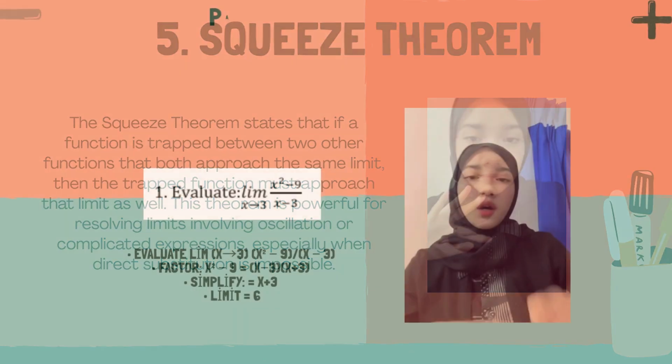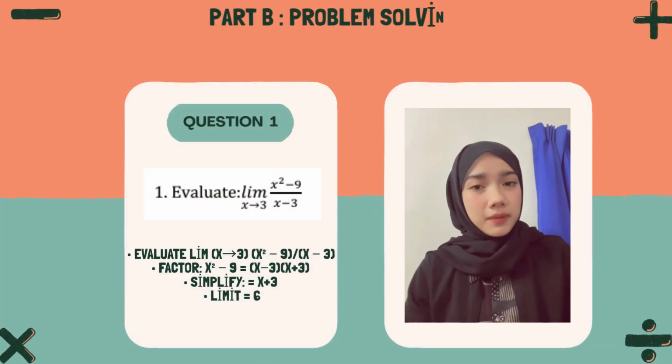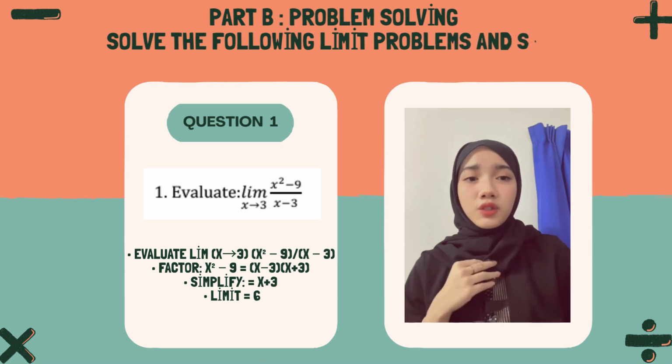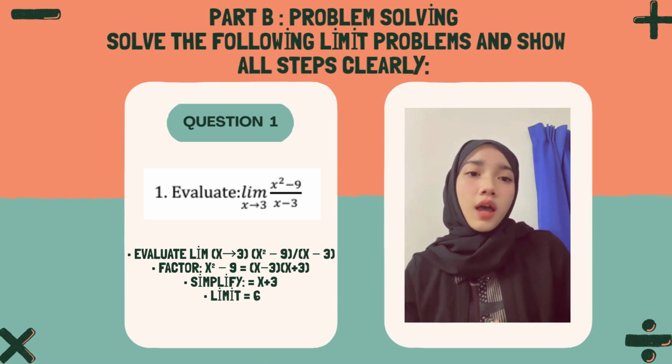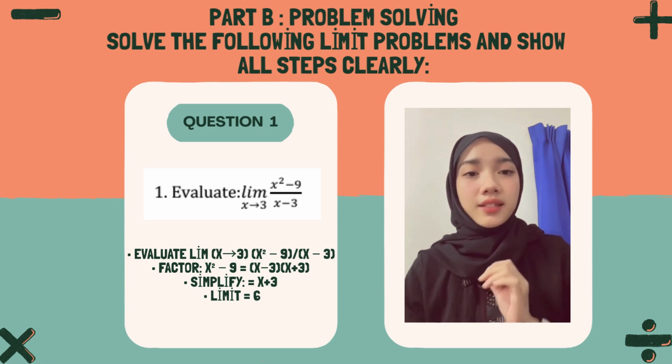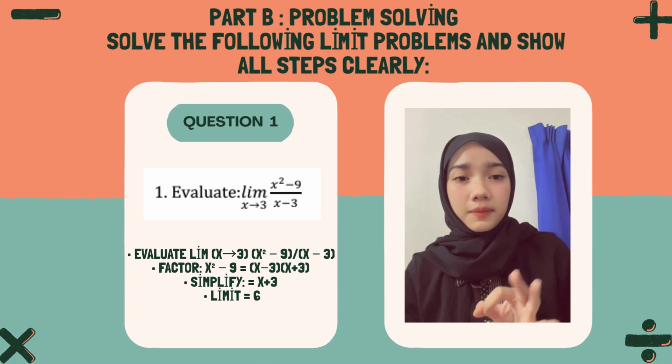Okay, part B is limit calculations. Step 1: we are asked to find the limit of (x squared minus 9) over (x minus 3) as x approaches 3.